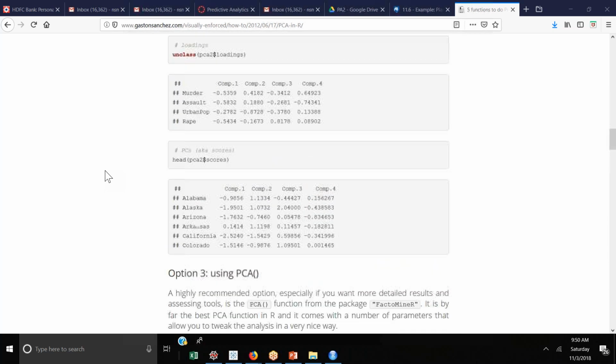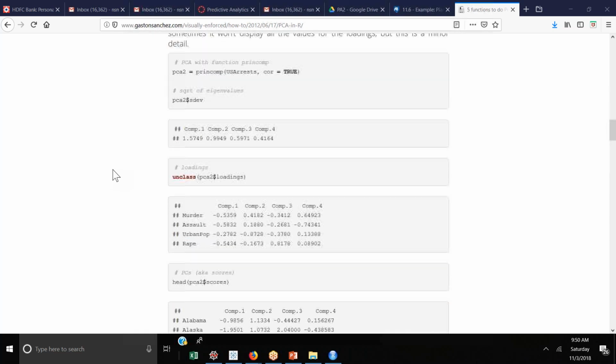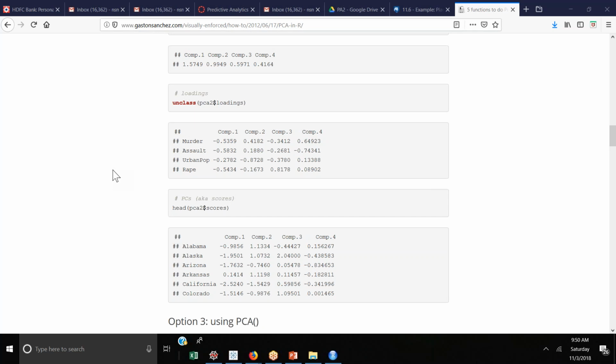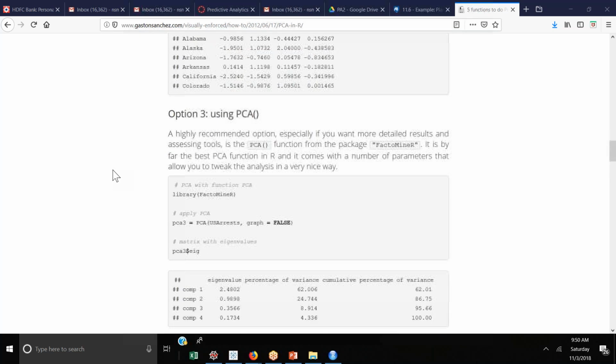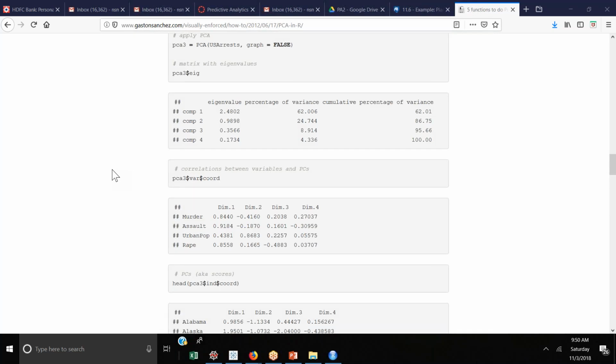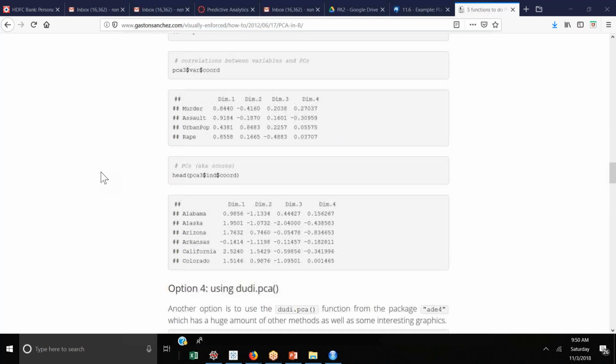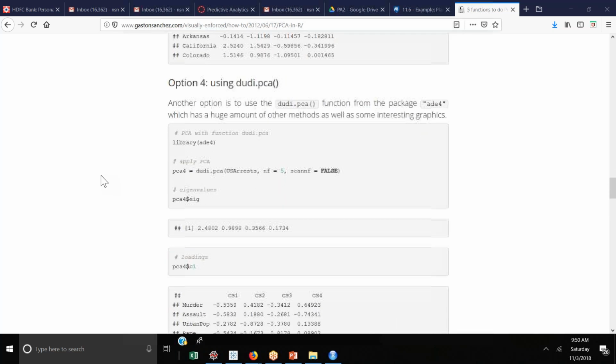PC1, the maximum variance data model. So all of them 82%. Original data.